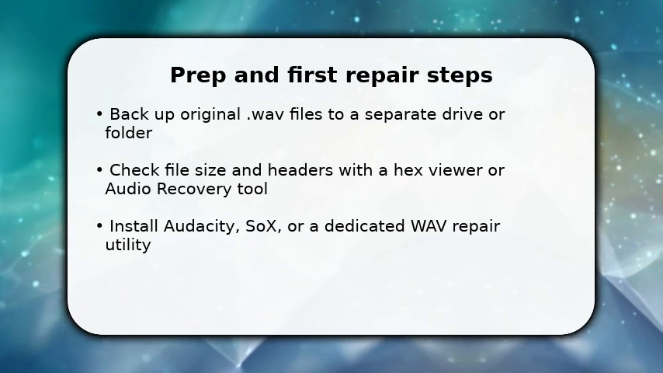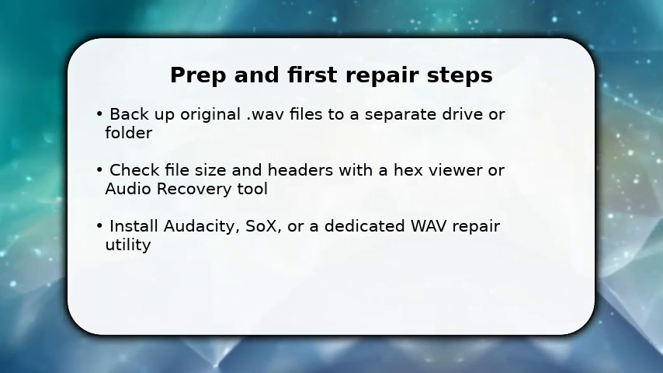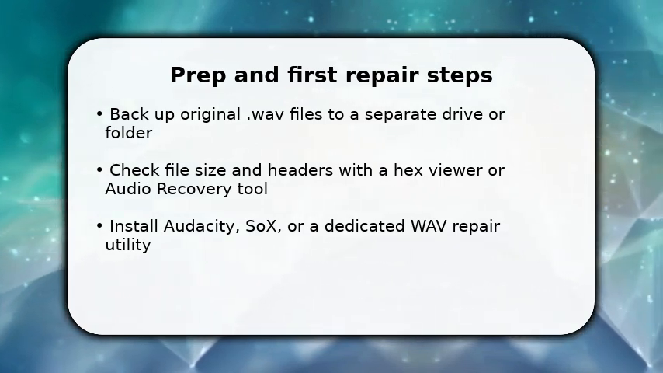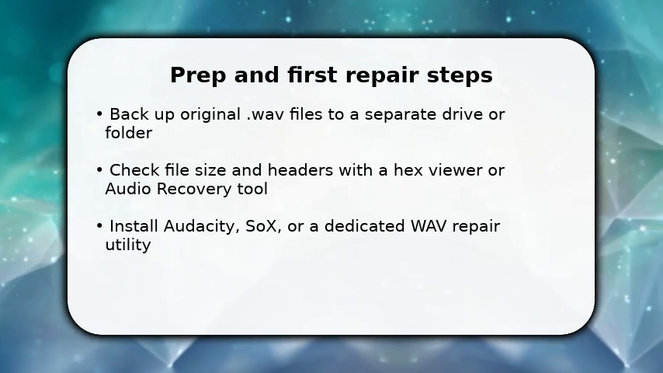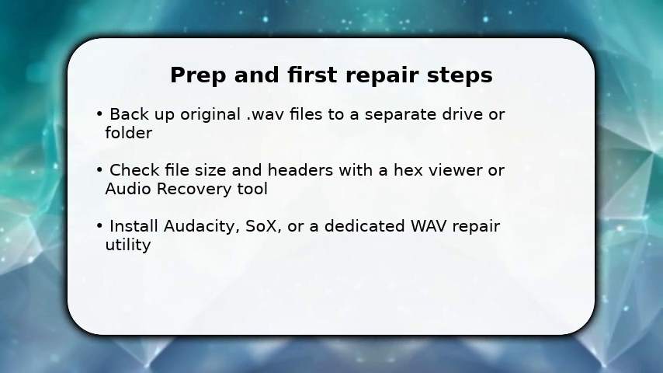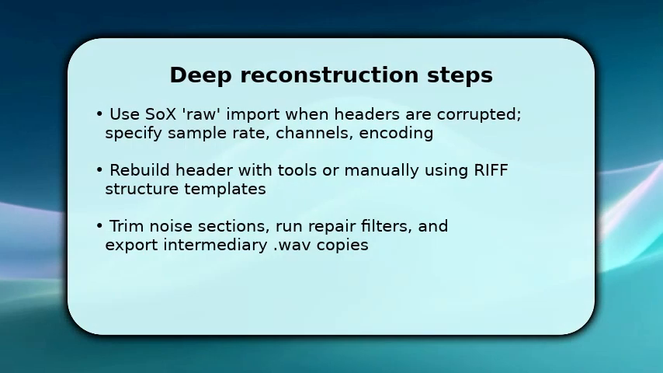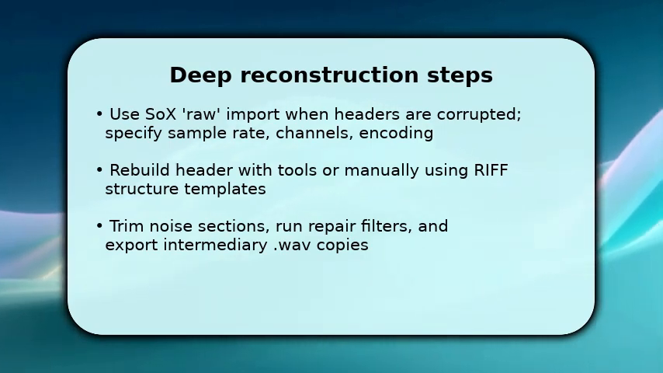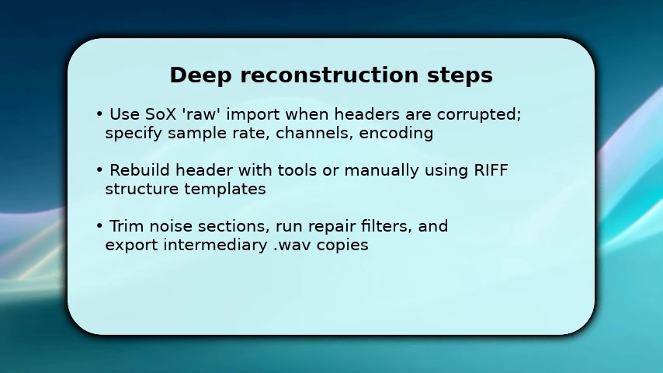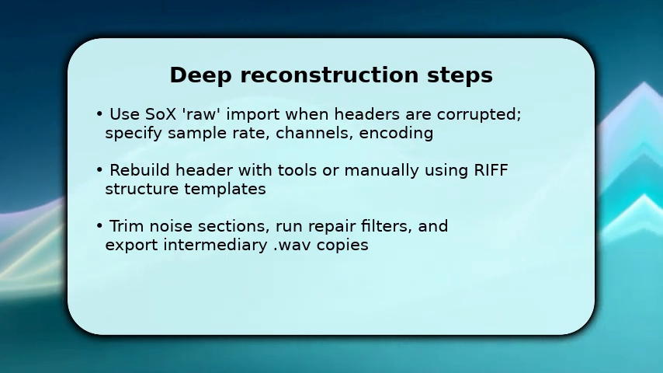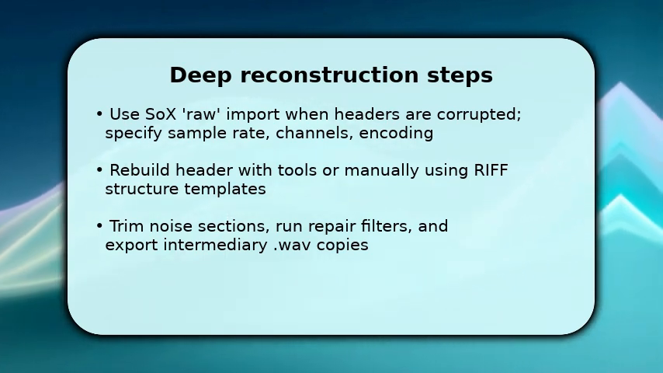Then use a simple audio tool, Audacity or X, to attempt header reconstruction or import raw data. This first step tells you whether automated fixes will help. Once you know the header is broken but the PCM data remains, import the file as raw audio and explicitly set sample rate, bit depth, and channel count so the tool interprets bytes correctly.